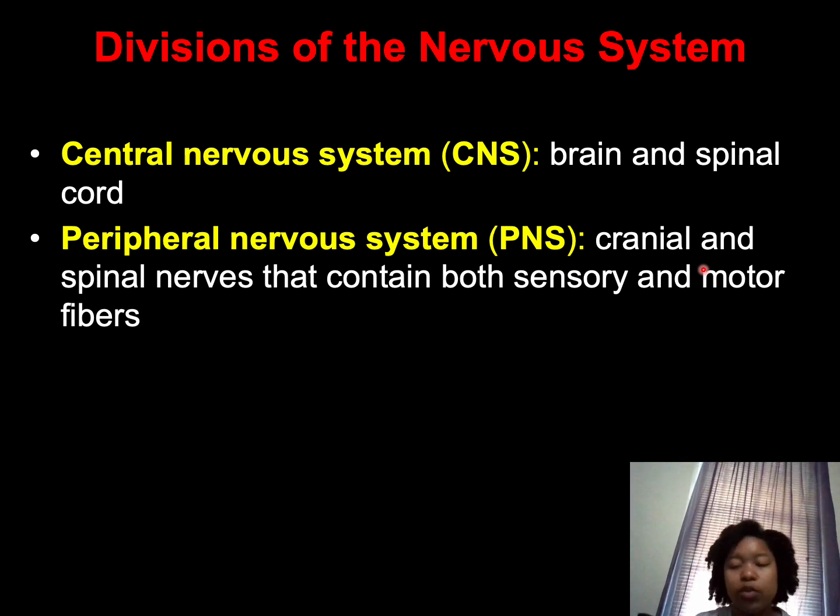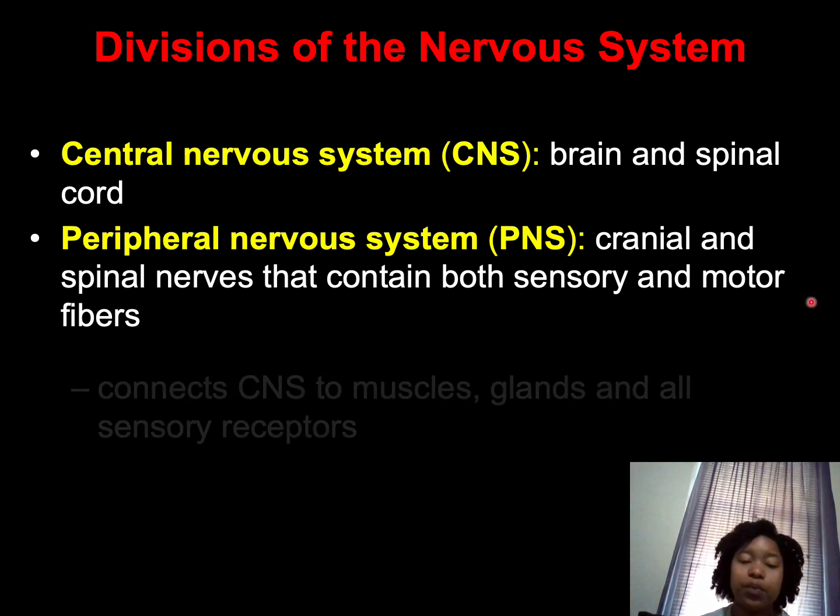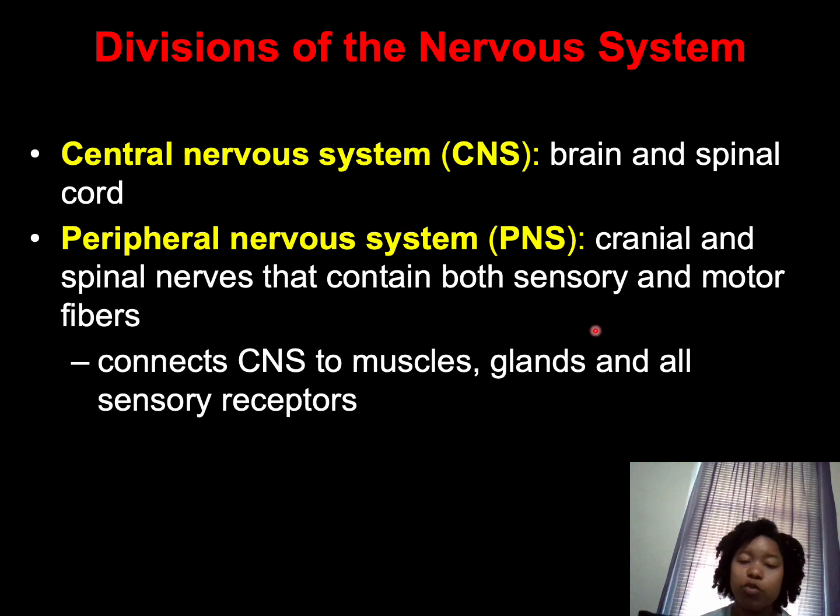The peripheral nervous system is your nerves, so your central nervous system is made up specifically of your brain and your spinal cord and what's immediately attached to that. But the peripheral nervous system is the cranial and spinal nerves that come off of it and are bringing in both sensory and motor fibers. And so this peripheral nervous system connects the CNS to muscles, glands, and all sensory receptors.